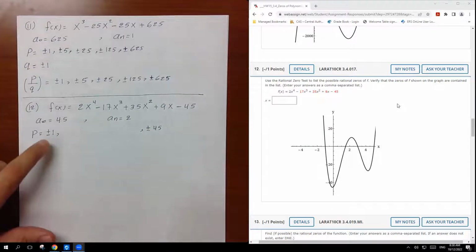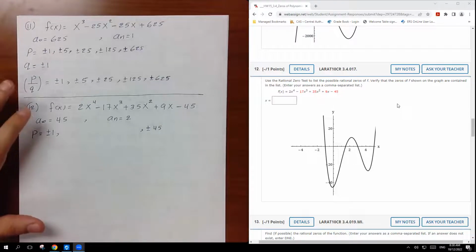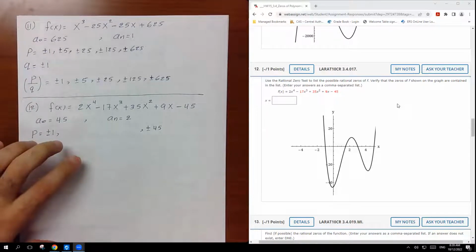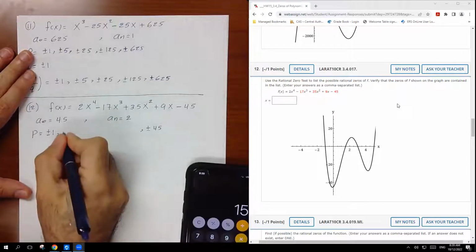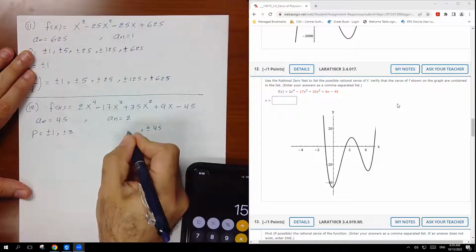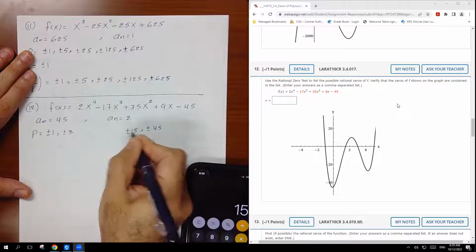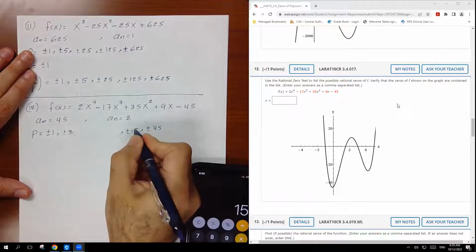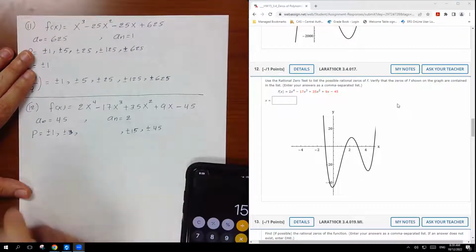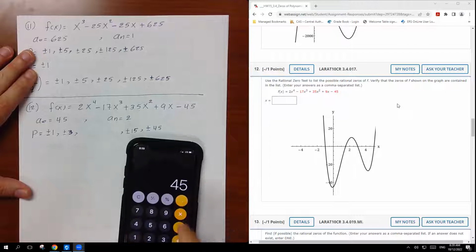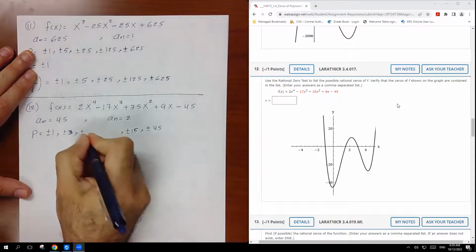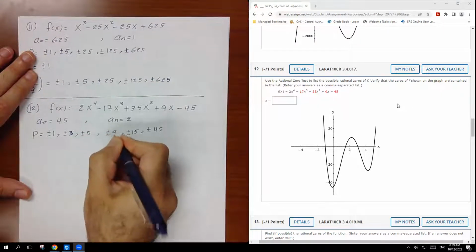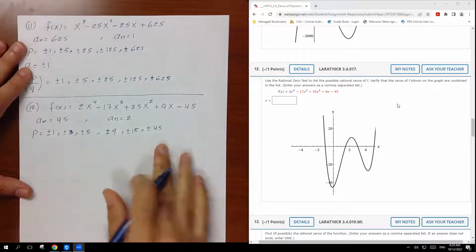Then what else do we have? Let me show you, because sometimes you have a hard time finding the factors. I'm going to say 45. You can divide by 3, which is going to be 15. That means I'm going to say plus or minus 3 and here plus or minus 15, because 3 times 15 is 45. Next, if you divide 45 by 9, it is going to be 5. That means we have 5 and 9. So I'm going to say plus or minus 5 and plus or minus 9. These are all the factors for P.